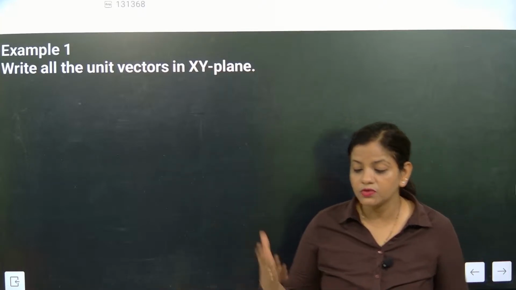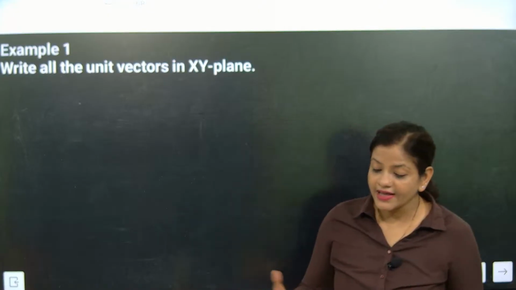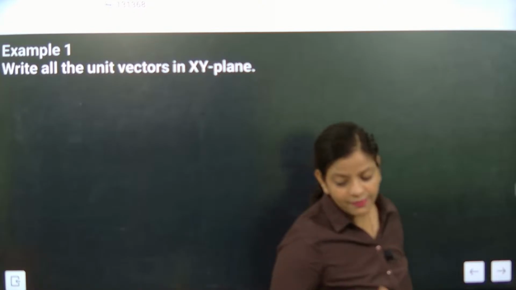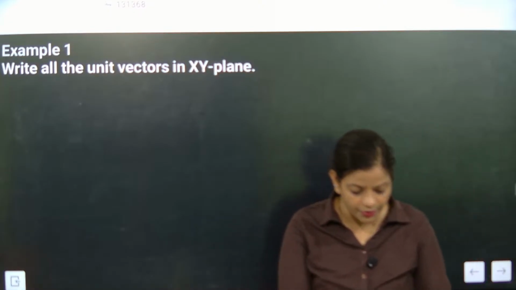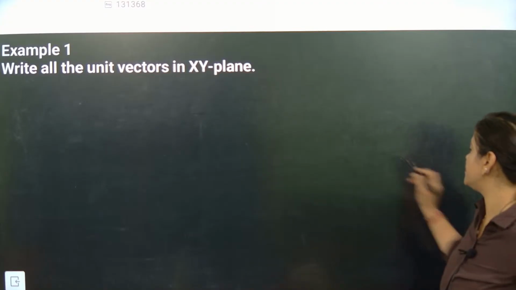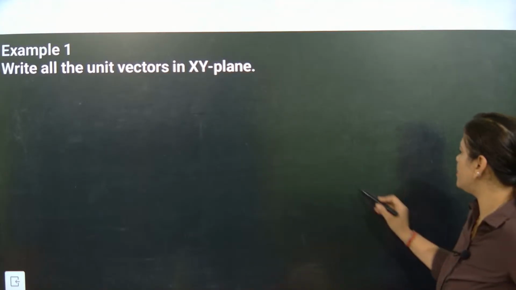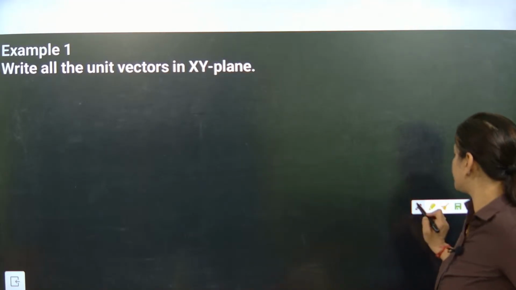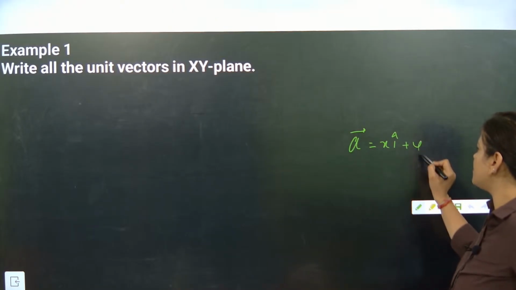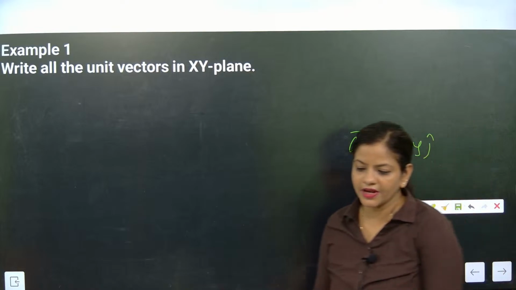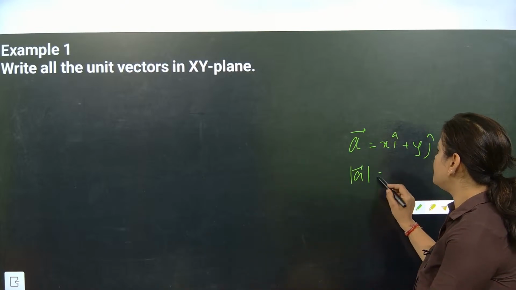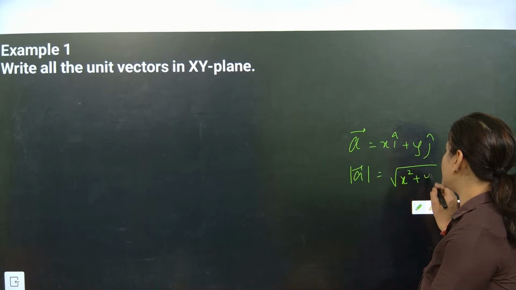For the x-axis, we know the i component will be there. For the y-axis, the j component will be there. So the unit vectors along the xy plane are the i component and the j component. A vector is usually represented like this: a vector is equal to x i cap plus y j cap. Here xy plane means we take the x and y axes. Then the magnitude will be root under x square plus y square.